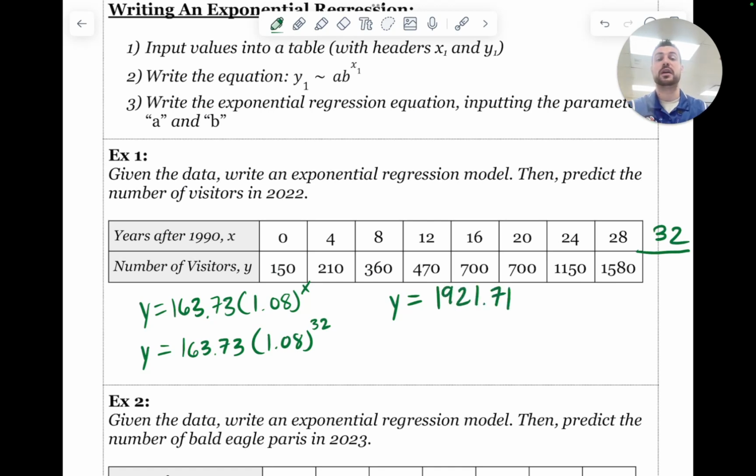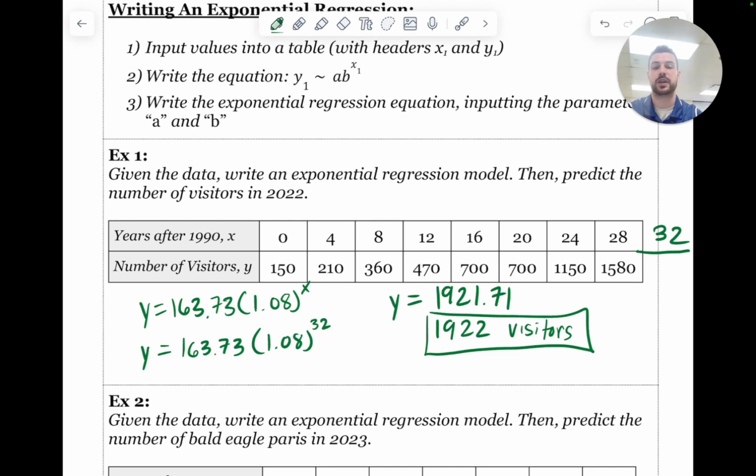Now, since we're talking about visitors, obviously we can't have 0.71 of a visitor, but since 0.71 tells us that we are going to be rounding up, our prediction is 1,922 visitors. And that's how we use our exponential regression.